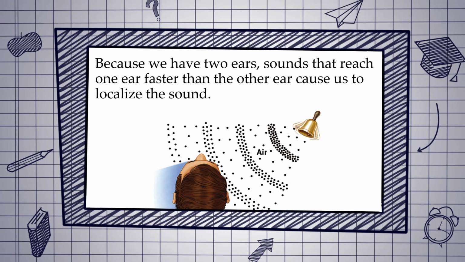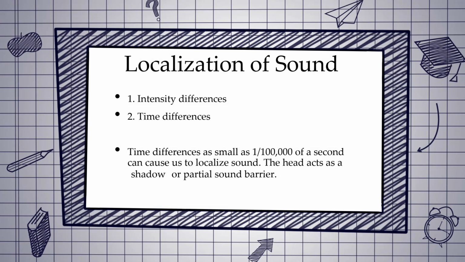How do we actually localize the direction of sound? We can use the difference in time that the sound waves travel to one ear versus the other ear to determine the location of the sound. And we use our head as a buffer to shadow the sound. So we as humans can detect a time difference as small as 100,000ths of a second and use that as a cue to localize the sound.